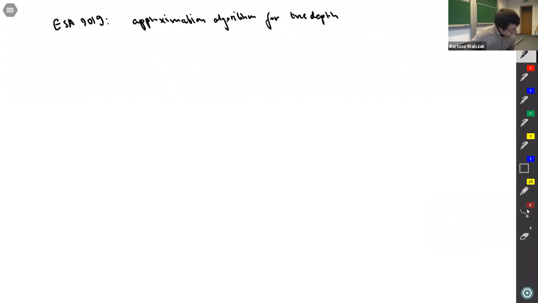Let me write it on the next page. Also this ESA 2019 paper provided an approximation algorithm for tree depth with approximation ratio of the order that depends on the treewidth. This is treewidth times logarithm to the power 3/2 of the treewidth.